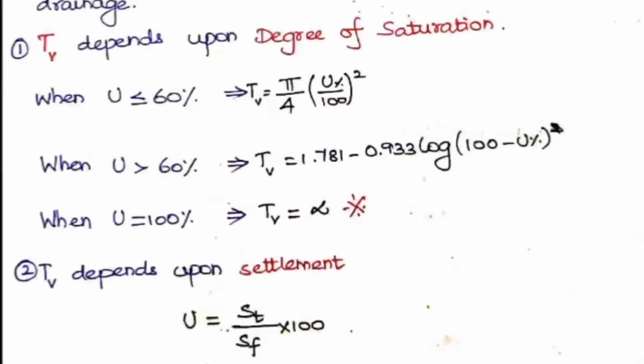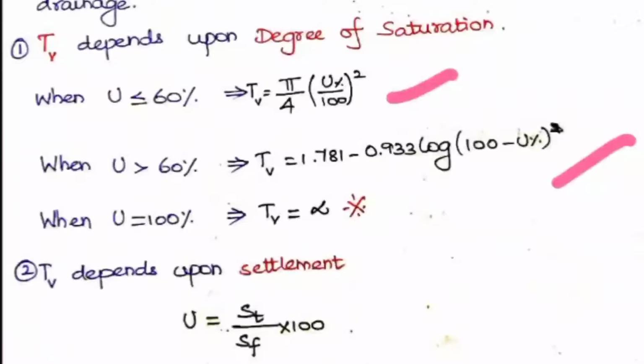So if you see here, when U, that is the degree of saturation, is less than or equal to 60%, then Tv is equal to pi by 4 into (U percentage by 100) the whole square. So you can directly do this. If it is greater than 60%, then Tv is 1.781 minus 0.933 log of (100 minus the degree of saturation percentage).